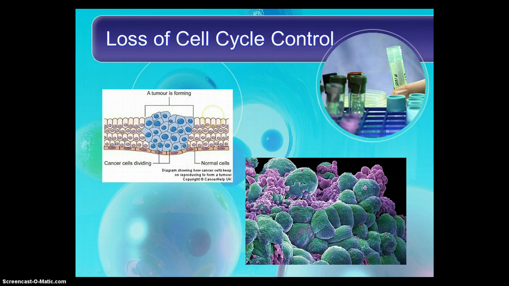Okay, and finally we'll talk about the loss of the cell cycle control. The main cause of the loss of cell cycle control is cancer. And cancer is when a cell has just lost complete control and just keeps on dividing and does not have any control, just doesn't stop dividing.